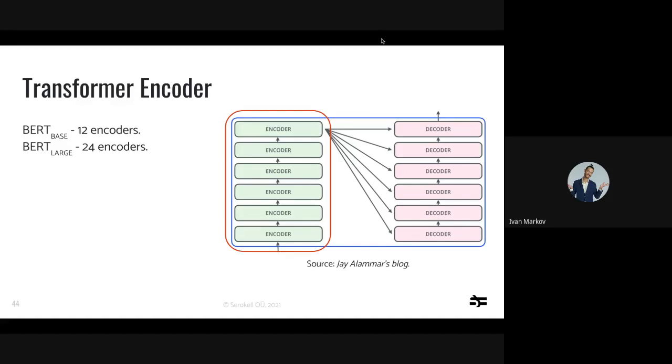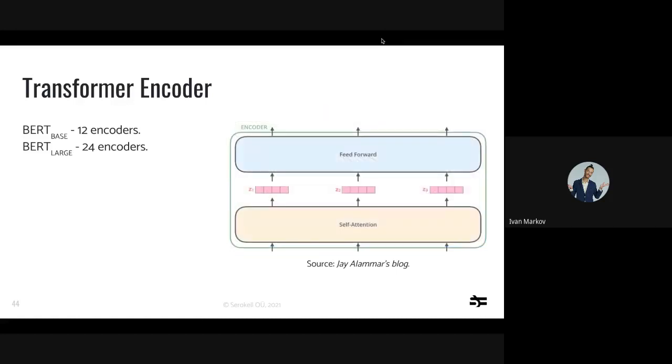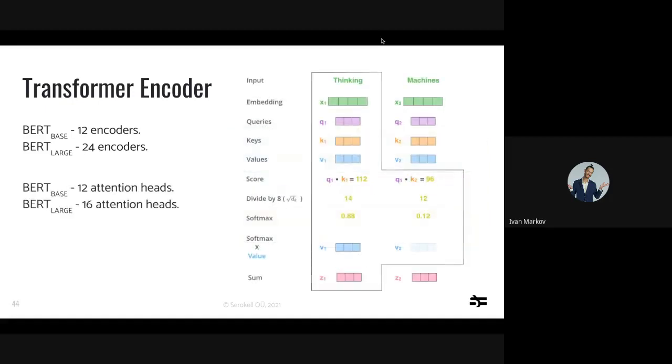Originally, there were 2 versions of BERT. BERT base, which consisted of 12 stacked encoders, and BERT large, which consisted of 24 stacked encoders. Each encoder is represented by two operations, which are a self-attention block and the feed-forward block. Self-attention is probably the most important and the most difficult block to understand.